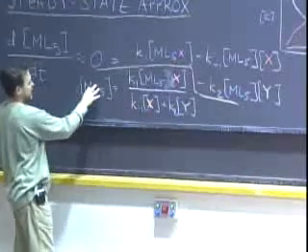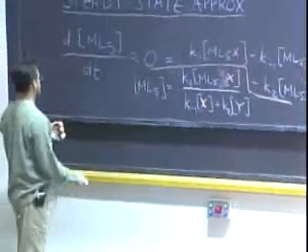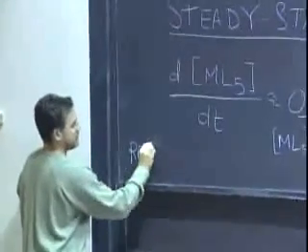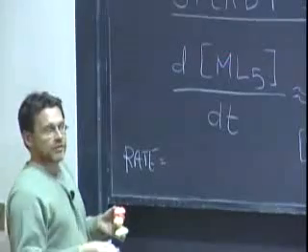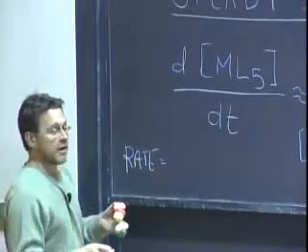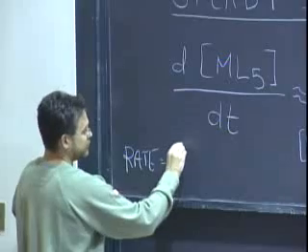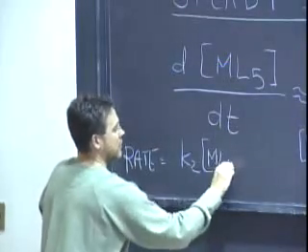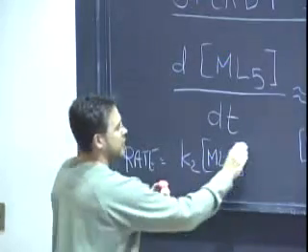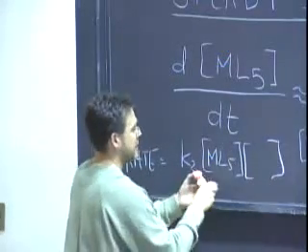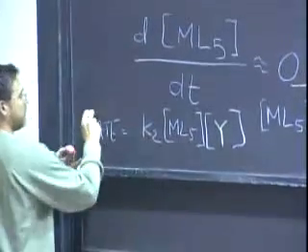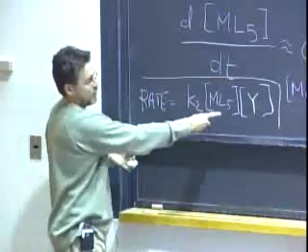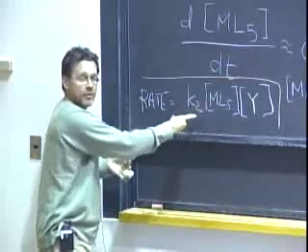And so now we have an expression for ML5 that we can plug into our expression for the rate. So the rate overall expressed as the appearance of the final product is going to be equal to K2 times ML5, this is going over the final barrier, times Y. And so if we take the expression here for the rate, this is the value of that we expect for the appearance of products.